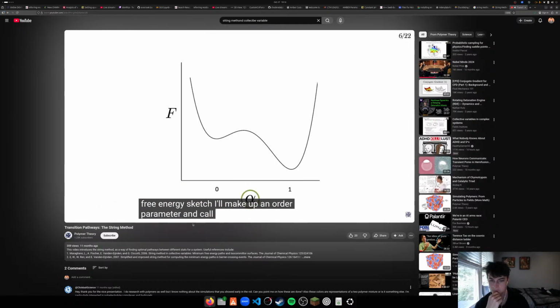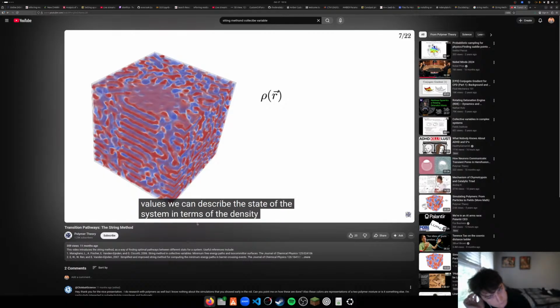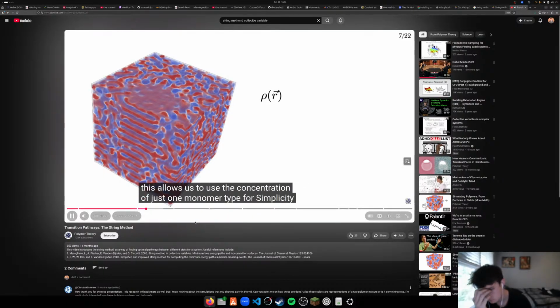I'll make up an order parameter and call it alpha, and I'll label the beginning state alpha equals 0, and the end state as alpha equals 1. And we can try to come up with some parameterization that takes our system through the intermediate alpha values. We can describe the state of the system in terms of the density rho. Let's assume that the system is incompressible. This allows us to use the concentration of just one monomer type for simplicity, but there are obvious ways to generalize this.